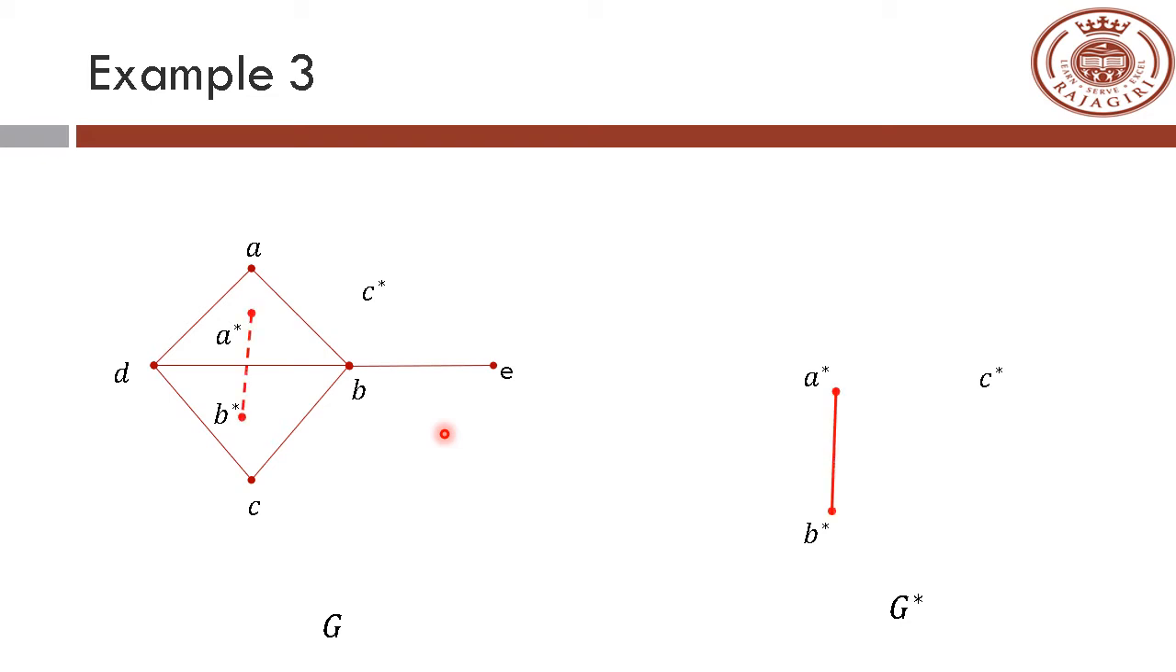By crossing the edge joining B and D, we form an edge between A star and B star for the dual graph. Next, joining A star and C star by crossing the edge joining A and B. Then join C star and A star.